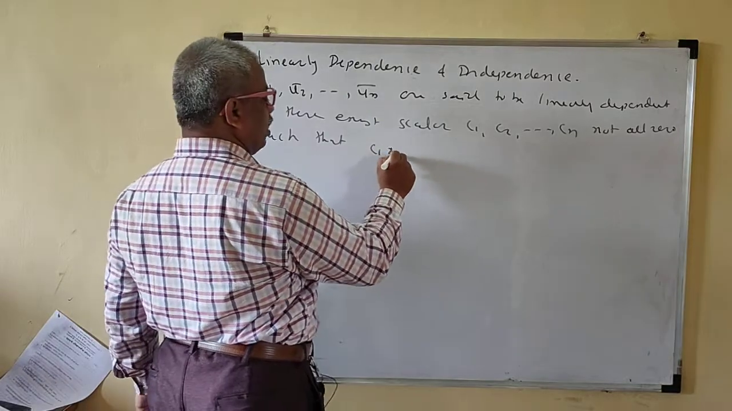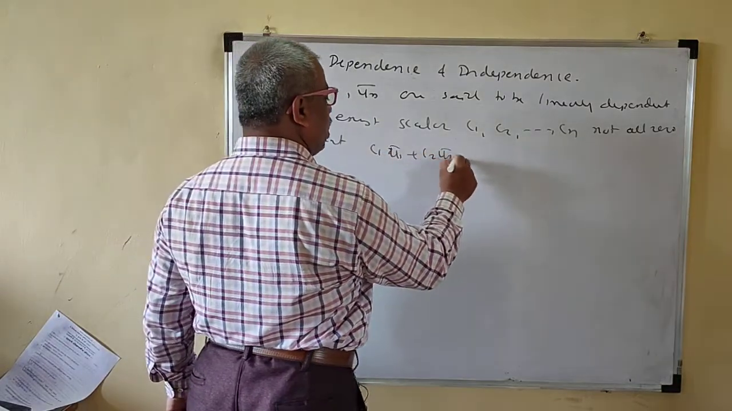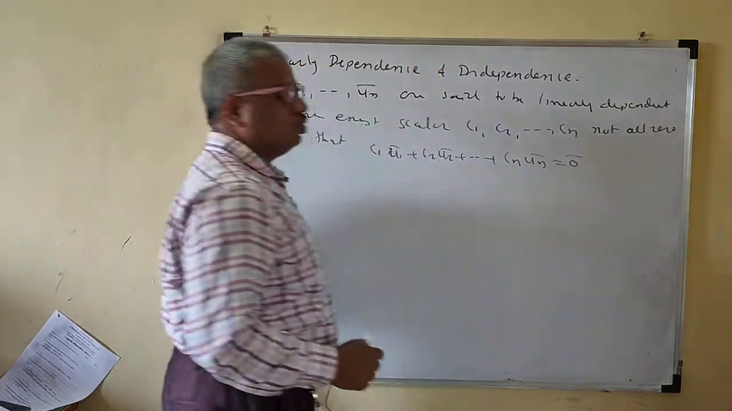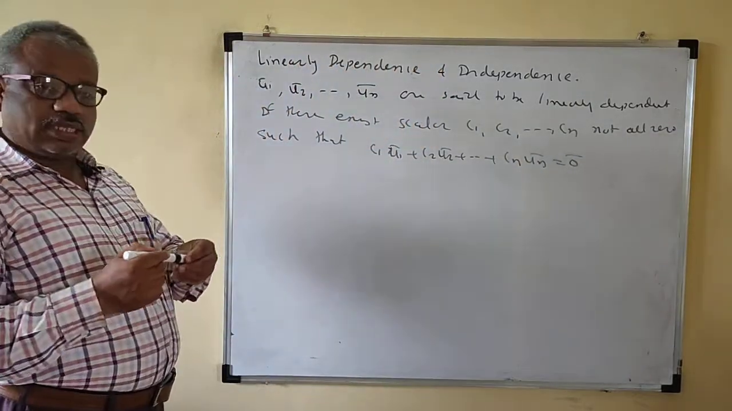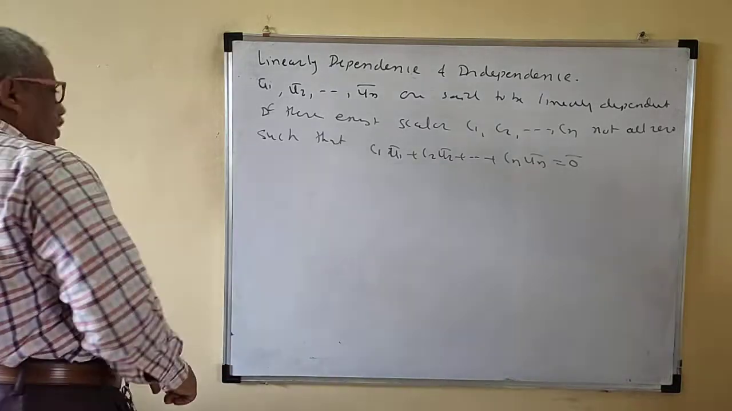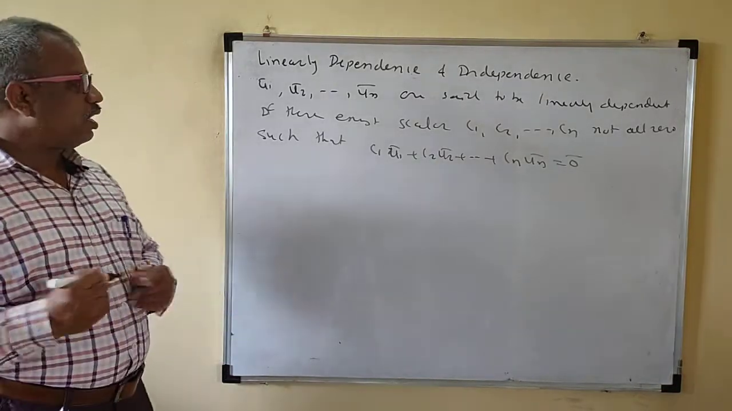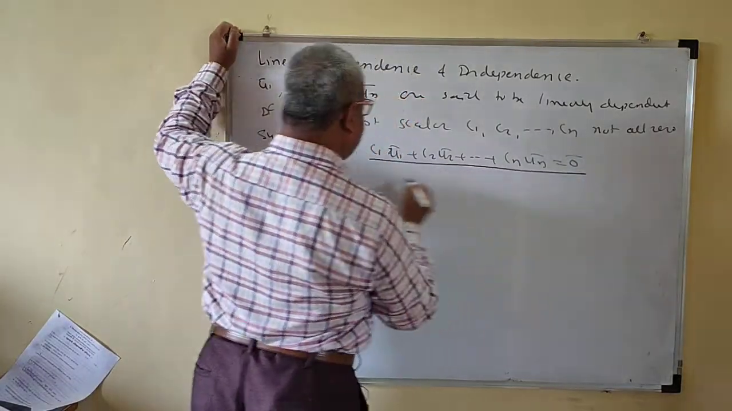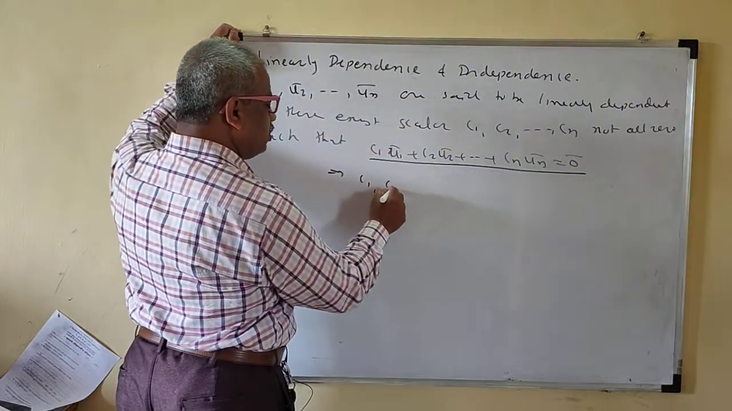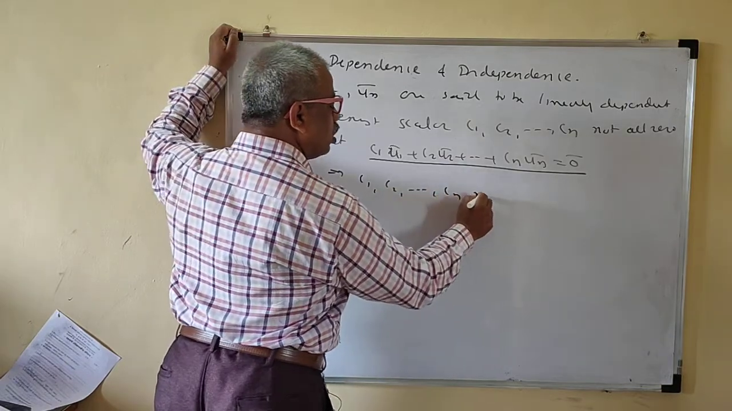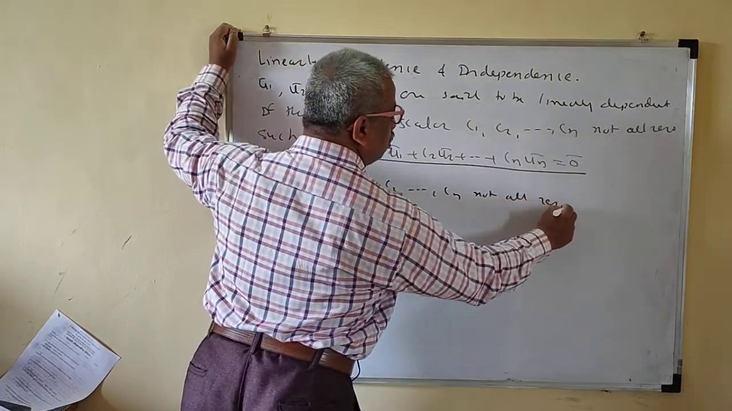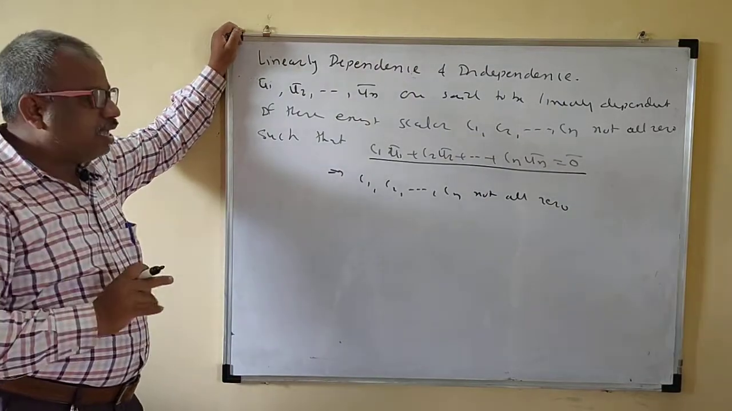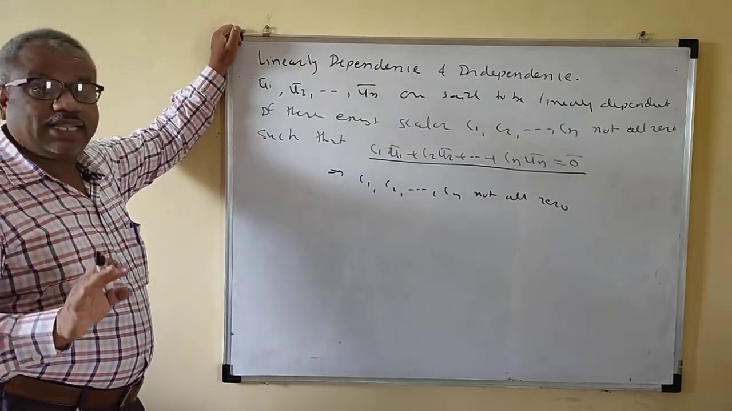c1 u1 bar plus c2 u2 bar plus dot dot dot cn un bar is equal to 0 bar. That means the linear combination is a zero vector. So this linear combination being the zero vector, with c1, c2, dot dot dot, cn not all zero, means that the vectors u1 bar, u2 bar, un bar are linearly dependent.